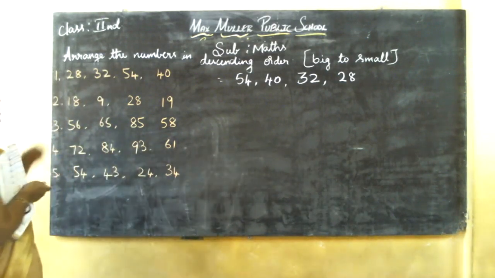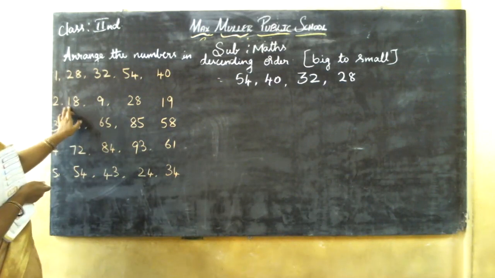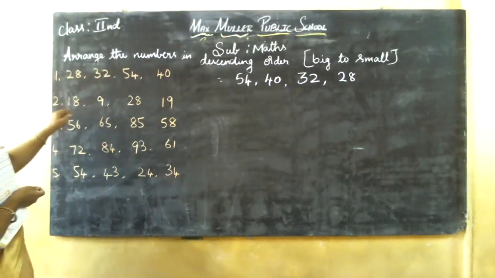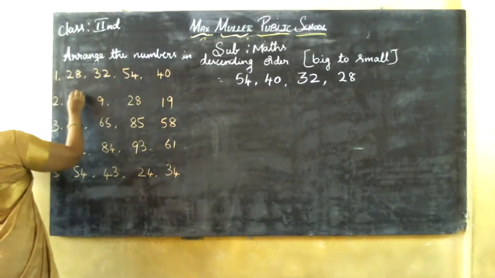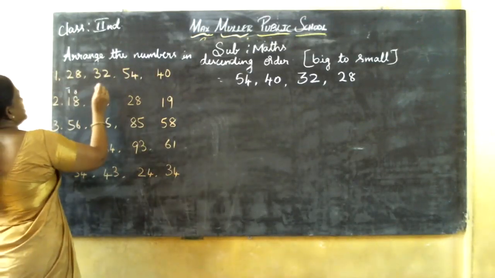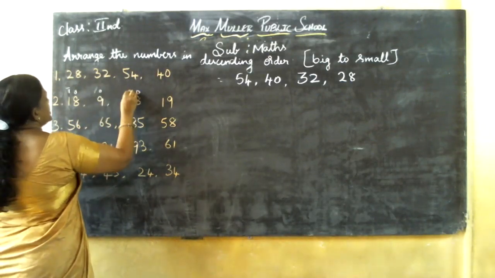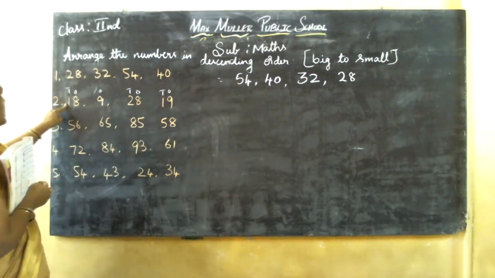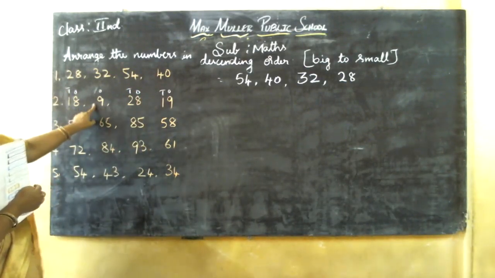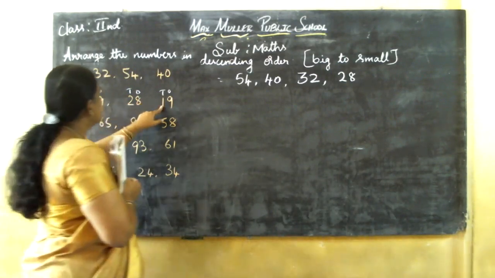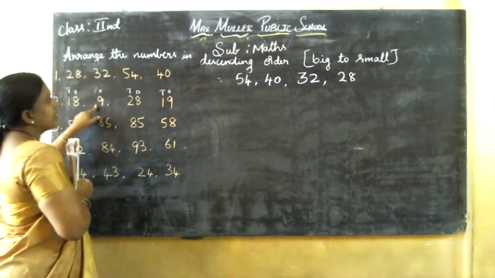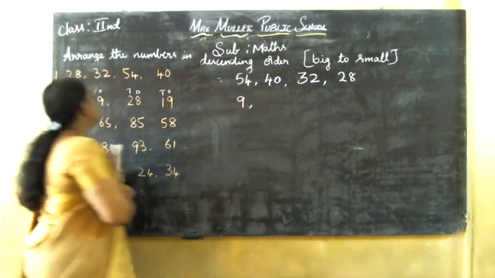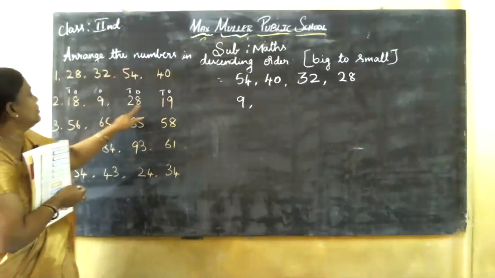Understood, children? Now, first you see there. Here 18, here a single digit number, 28, 1, 9. Which one is the small number here? See, ones, tens. Only ones is there. 1 is in tens place, here no tens place, 2 is in tens place, 1 is in tens place. So single digit is the small number. 9 over.